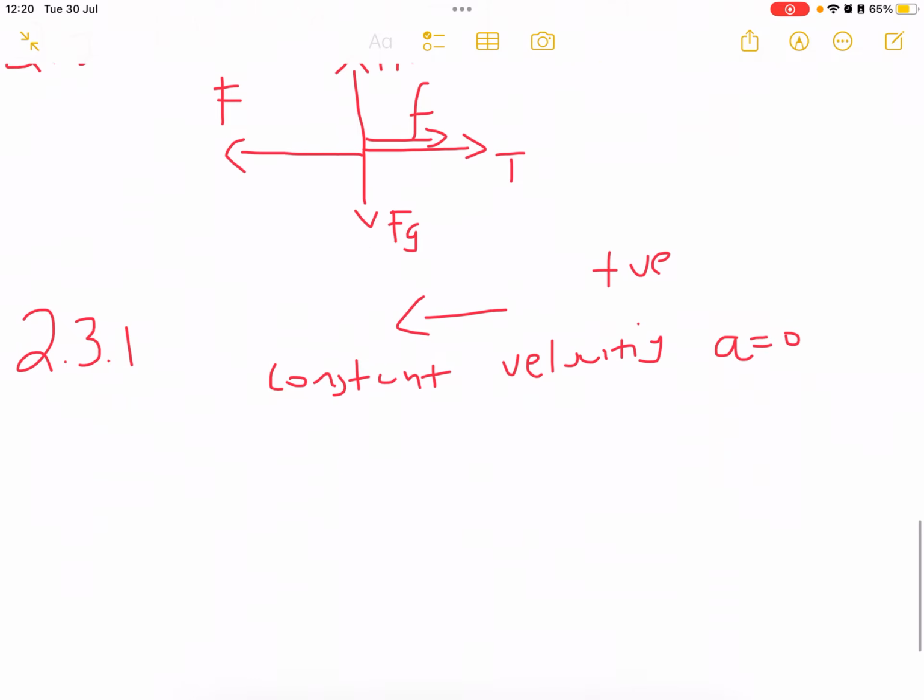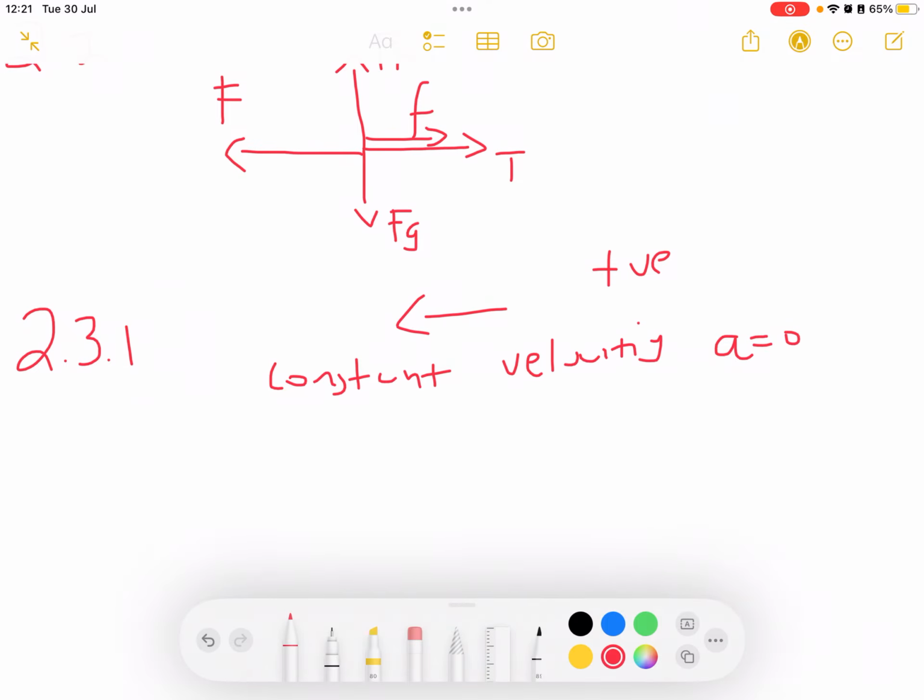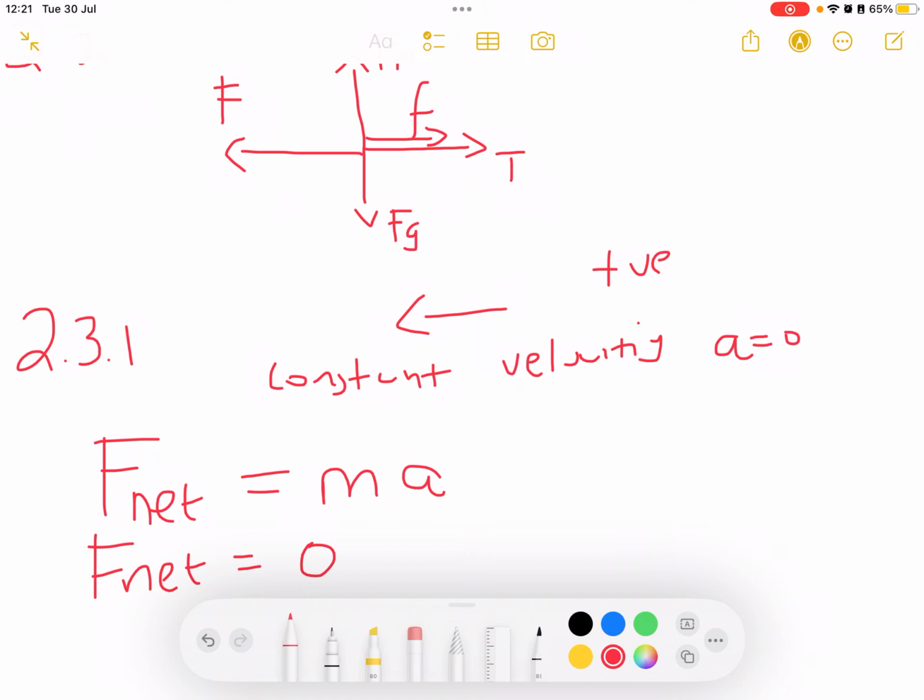Why? Because the v final minus v initial will be 0. And therefore, we have to calculate the net forces that are going in that direction. So we start by saying F net is equal to ma, and that will give you a mark. And F net is equal to 0.